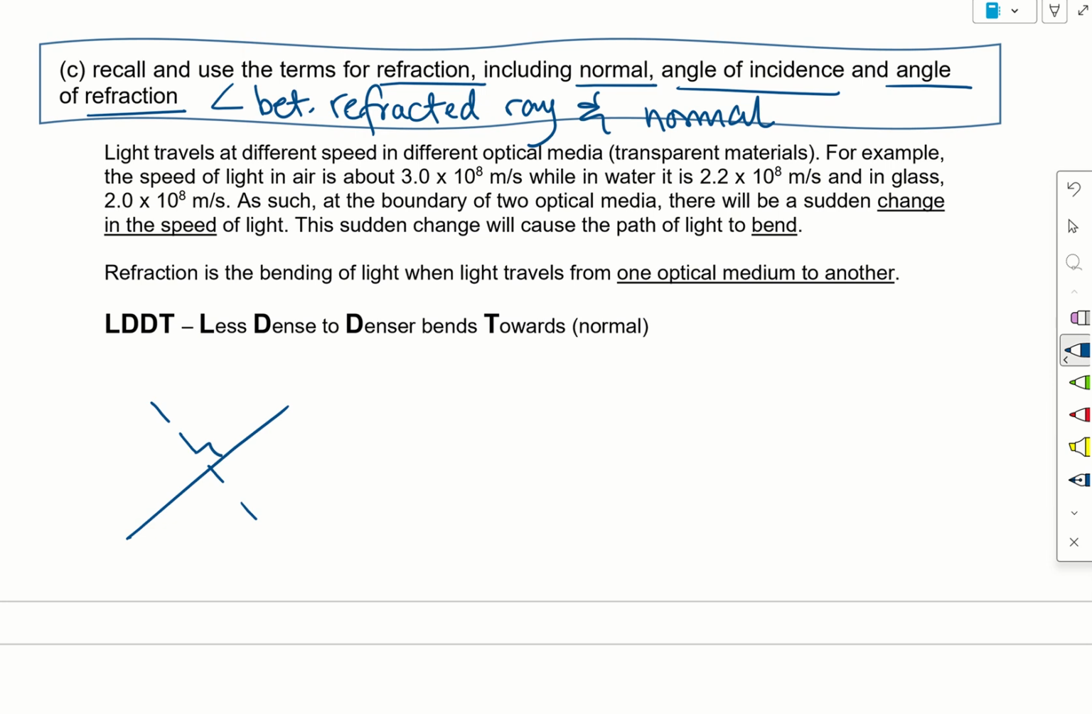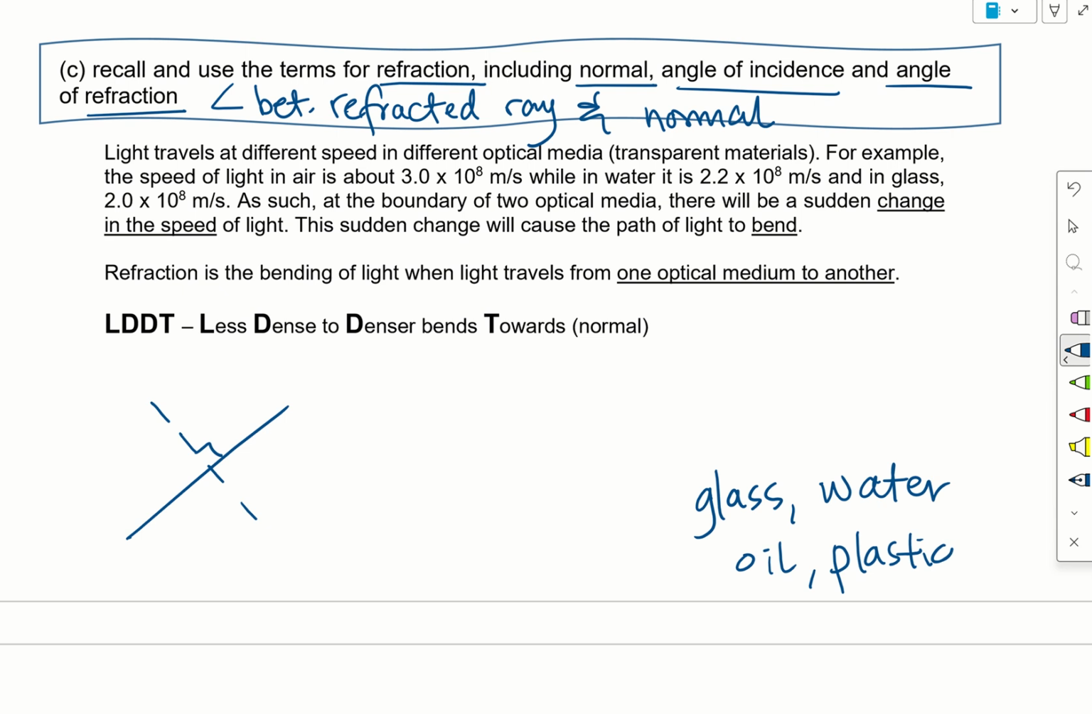Now, light travels at different speed in different optical media. What is optical media? You can think of them as transparent material. So example would be your glass. It can be water. It can be oil. It can be plastic. A see-through plastic.